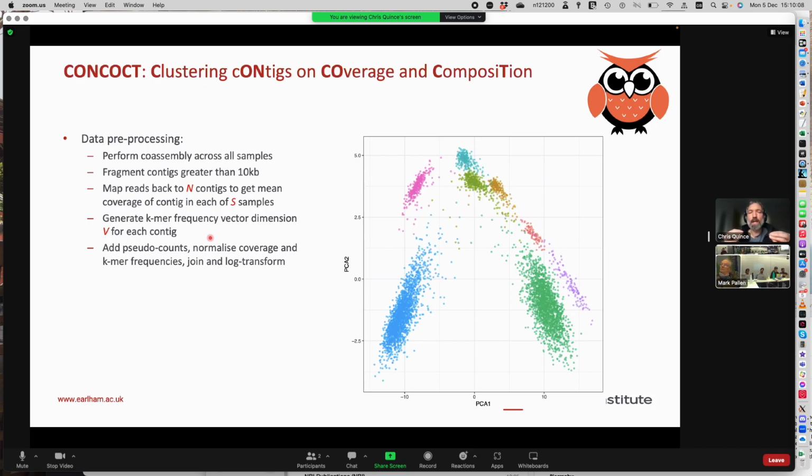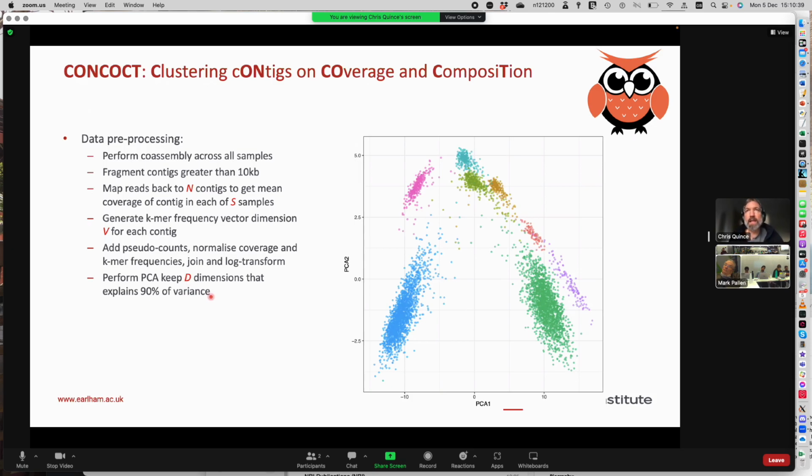We add on pseudo counts, we normalize coverage and k-mer frequencies, and then we log transform them, and that enables us to perform a PCA. But we don't perform a PCA in order to visualize the data down to 2 dimensions. We use it to reduce the dimensionality of the data and also to reduce correlations. So we keep enough dimensions to maintain 90% of the variation in the data.